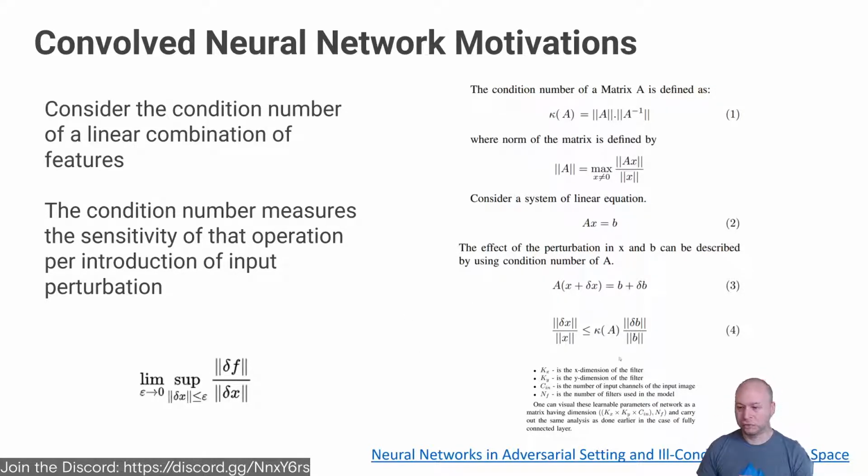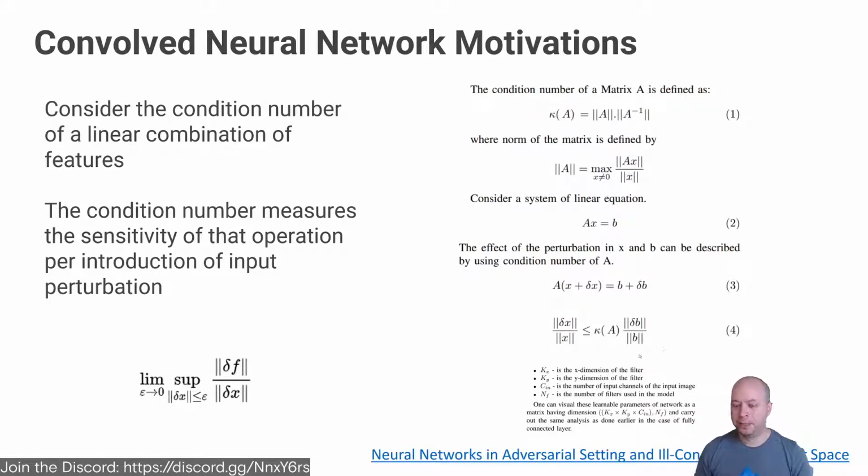And so this is from a really good paper called Neural Networks in Adversarial Setting and Ill-Conditioned Weight Space, which, by the way, is a different subject to talk about. Everybody talks about neural networks as being really complex nonlinear functions, but that's not really true in terms of how they behave with respect to input, because this condition number, even for a really complex linear combination or a convolutional neural network, ends up being a relatively linear thing. And so by moving the input a little bit, you get a respective change in the behavior of the network.